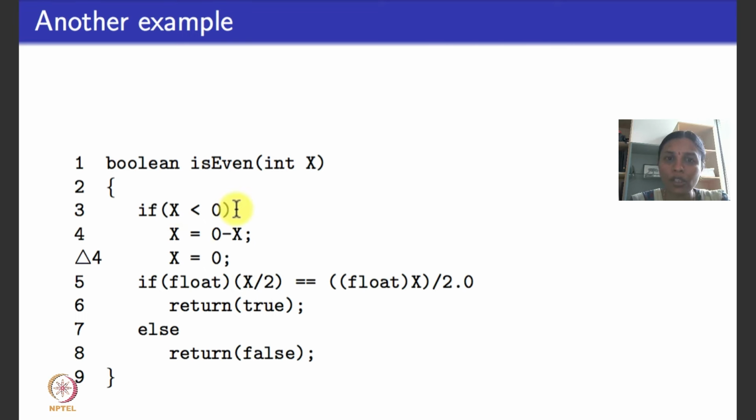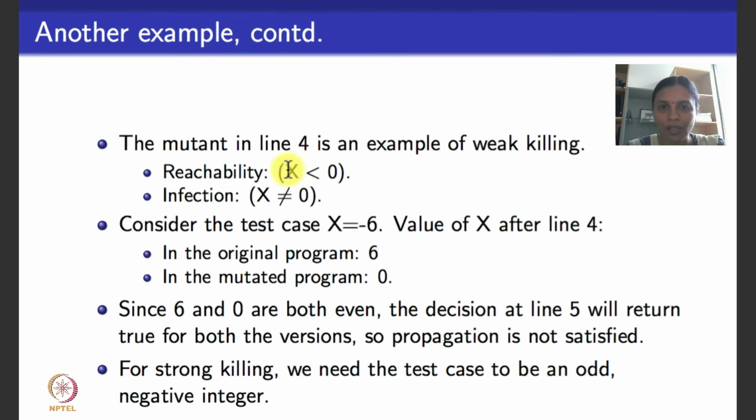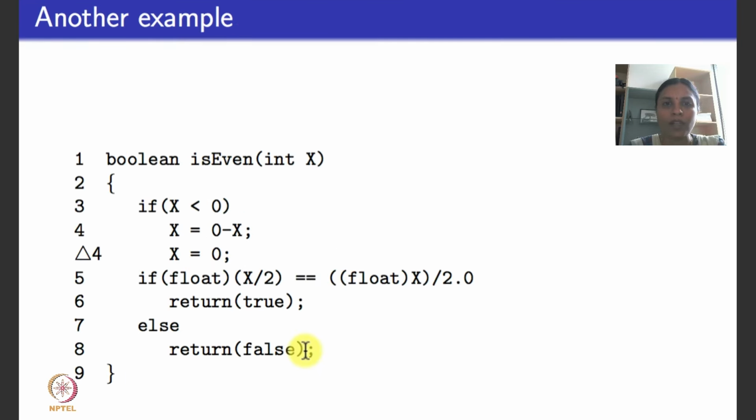For this if condition to pass, the value of x must be less than 0. So that's what is written here: x is less than 0. For it to be infected, x must not be equal to 0. Why? If x is equal to 0, then both 4 and the mutated version of 4 will return the same value. But if x is not equal to 0 and in fact less than 0, then the mutated version of 4 will make it 0, but the original 4 will not make it 0.